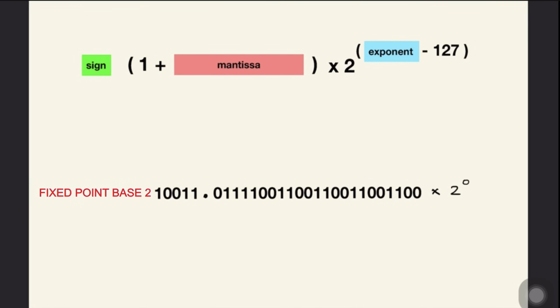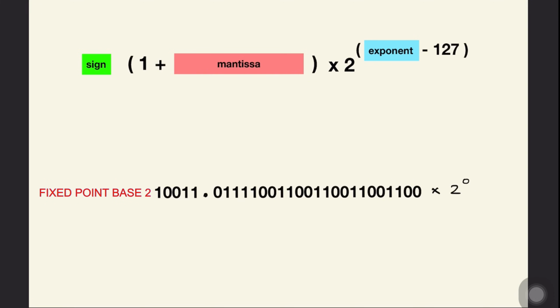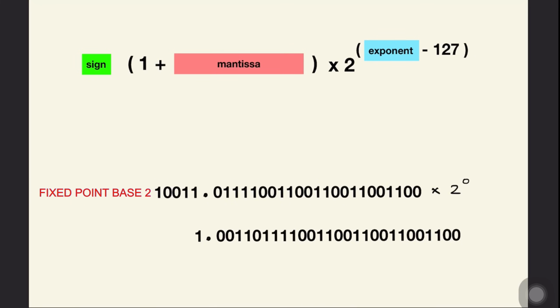Now we need to change the fixed point base 2 number to floating point base 2. The first step in this process is to normalize our fixed point bit string. When a number is said to be normalized, it means the floating point is placed to the right of the first non-zero significant digit. So let's move our point to the right of the first non-zero bit and change our exponent accordingly. So now we know all three parts of our equation.